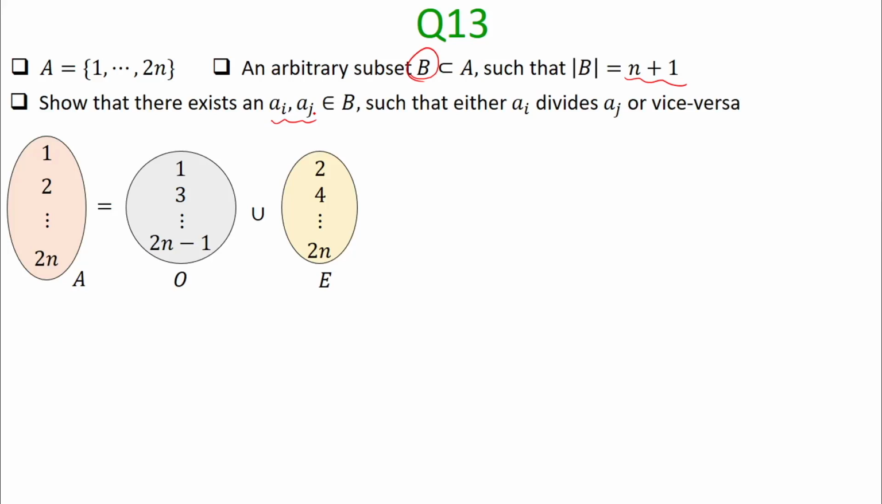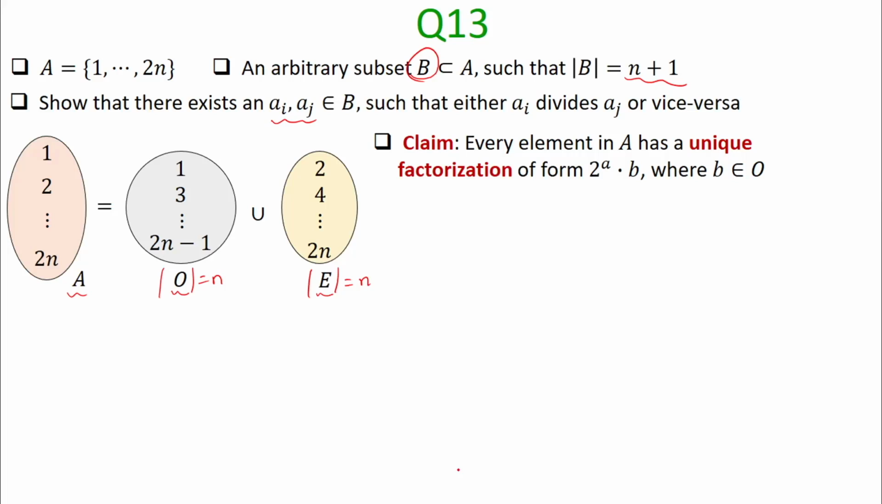So for applying the pigeonhole principle, I divide this set A into two disjoint subsets, namely the subset consisting of the odd values and a subset consisting of the even values. Both of them will have the cardinality n. Now my claim is the following. You take any value in the set A, it has a unique factorization of the form some power of 2 multiplied by the remaining value, where the remaining value will be an odd number in the subset 1 to 2n minus 1.